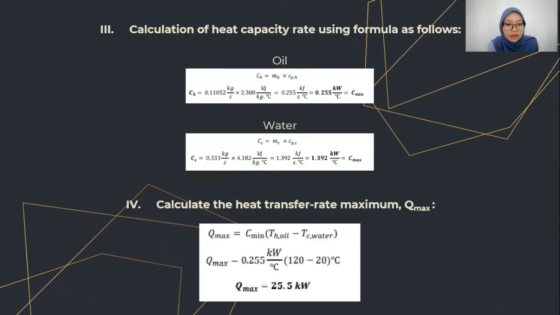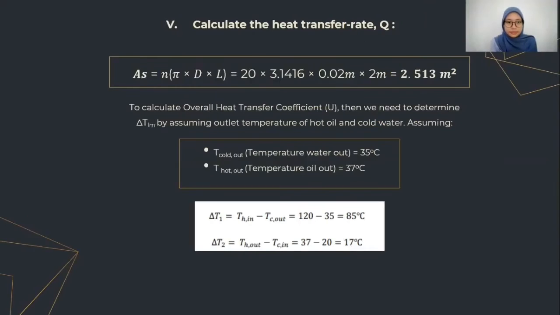Next, we can calculate the heat capacity rates of hot oil and water in order to find the minimum heat capacity rate, Cmin, and therefore we can find the maximum heat transfer rate, Qmax, later on. So based on the following calculation, we get to know that the minimum heat capacity rate, Cmin, is 0.255 kilowatt per degree Celsius, where it is determined from hot oil, and the heat capacity rate of water is 1.392 kilowatt per degree Celsius. Therefore, we can compute the Qmax, which is 25.5 kilowatt.